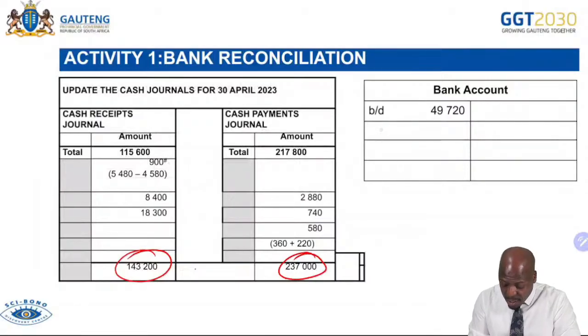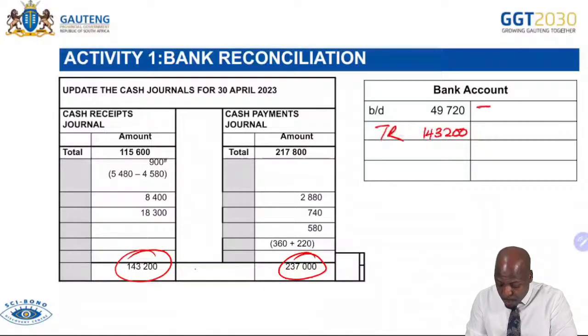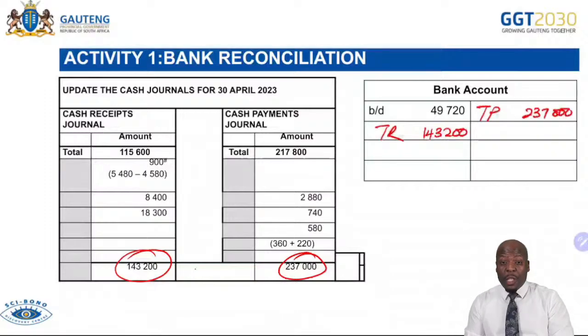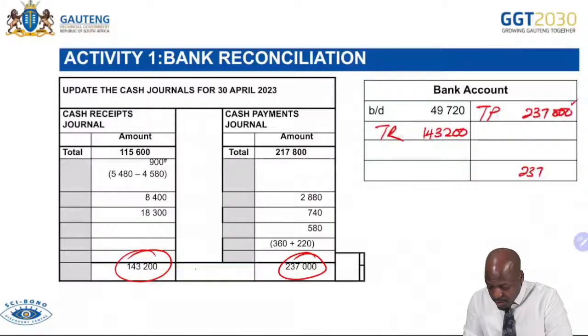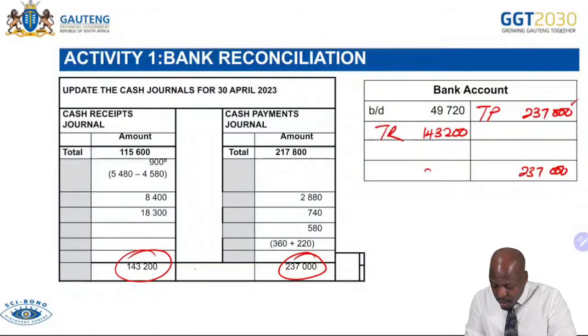So we're going to come here and we're going to say our CRJ, that is our total receipts. We'll bring it here. That is your 143,200. And your total payments will come here, which is your 237,000. We're going to close this off now as a ledger account. So we look for the side with the highest amount. You can see here we have 237. So here it's going to be 237,000. So here it's going to be balance carried down.